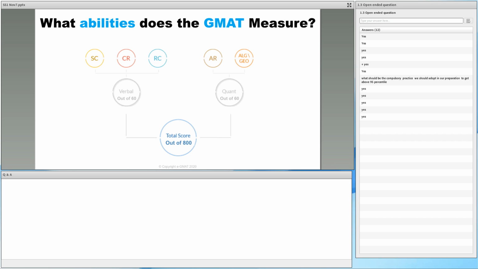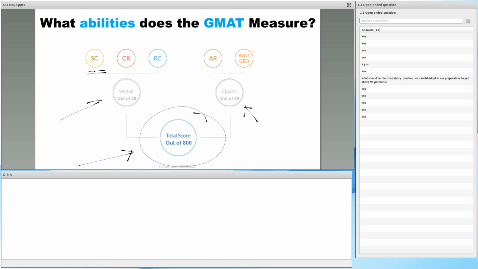Here are the abilities that the GMAT measures. Everyone looks at the score out of 800 and says, okay, I want to get a 760, 740, 730, and so on. This score is composed of these two abilities. You have a quant ability and a verbal ability score over here, both of which are out of 60, which also translates to a score out of 100.